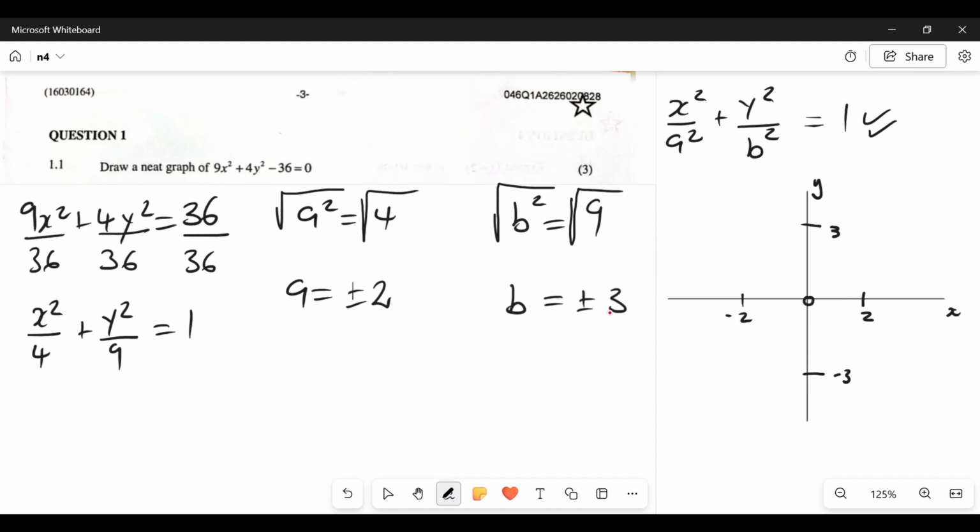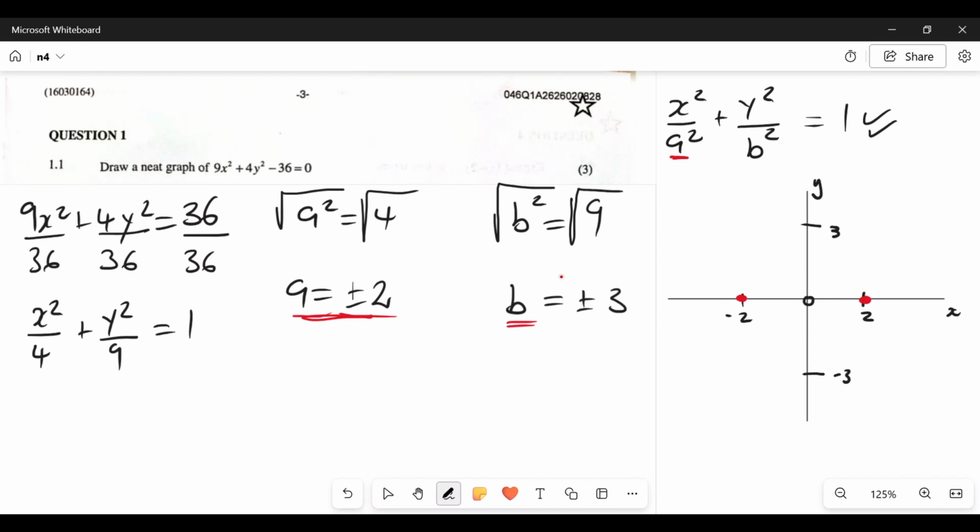So here is our Cartesian plane. Let's start drawing the graph. So let's look at a. Remember, we said a is the intercept of x. So we know that a is actually plus or minus 2. So on the x-axis, we're going to have a point at negative 2 and another point at positive 2.